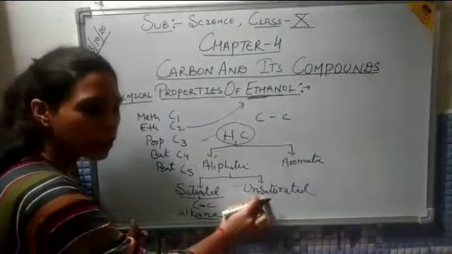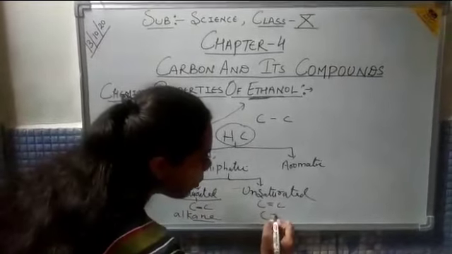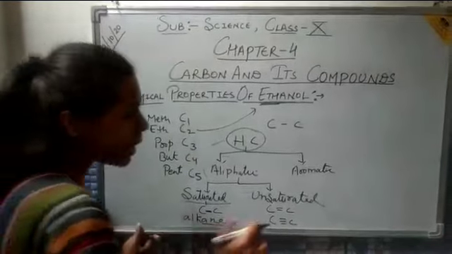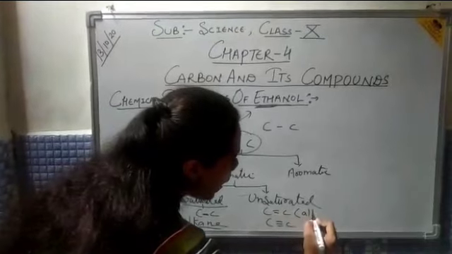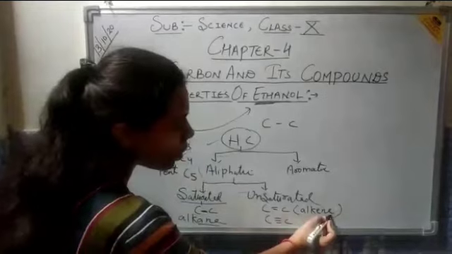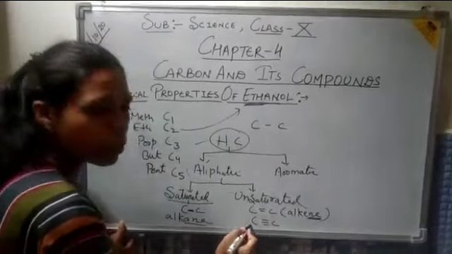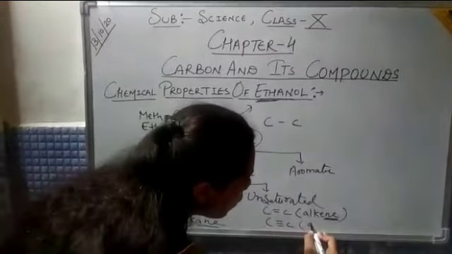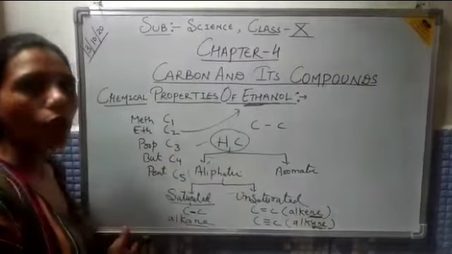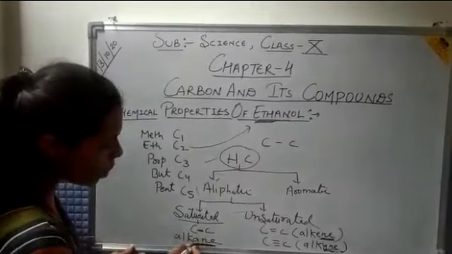And in unsaturated hydrocarbons, when a carbon-carbon double bond or a carbon-carbon triple bond is present, then we call it an unsaturated hydrocarbon. For the carbon-carbon double bond, we give the name alkene. Those compounds formed with a carbon-carbon double bond, you will use the suffix ene. If you have a carbon-carbon triple bond, then we will call it alkyne. We use the suffix yne when we write down the name. Now, here in saturated hydrocarbons, we use the suffix ane.